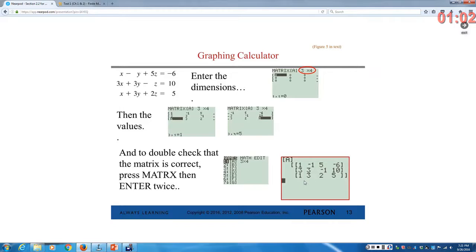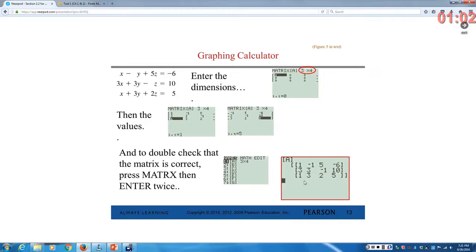Okay? So I want you to double check that your matrix is entered right. What I want you to do is press the matrix button again, or the second function, and just hit enter on matrix A. Then hit enter again to get it to print out, and it should look like this. Unless you've got one of the really fancy new ones, then it might look like a spreadsheet.